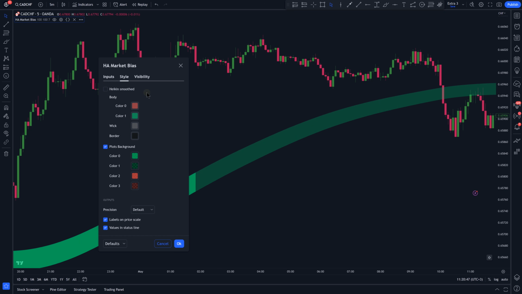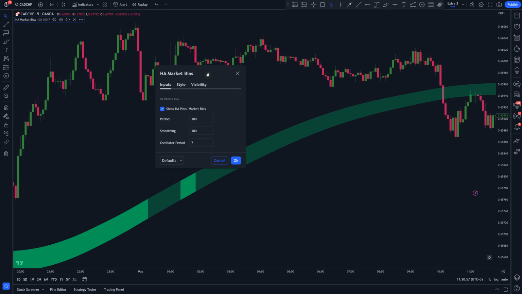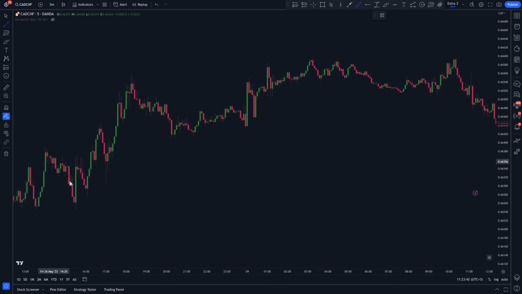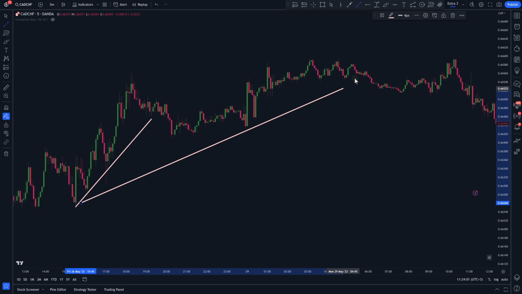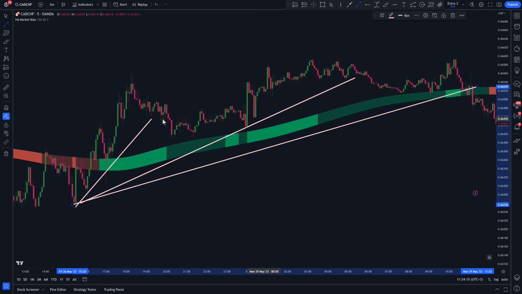And while we're in the settings, let's access the Inputs tab and customize it to fit our strategy. We're going to change the indicator period to 150 and the smoothing to 40. Now, in a bullish trend, for example here, instead of wondering whether to draw your trend line like this, or like this, or like this, you just activate your indicator and voila.